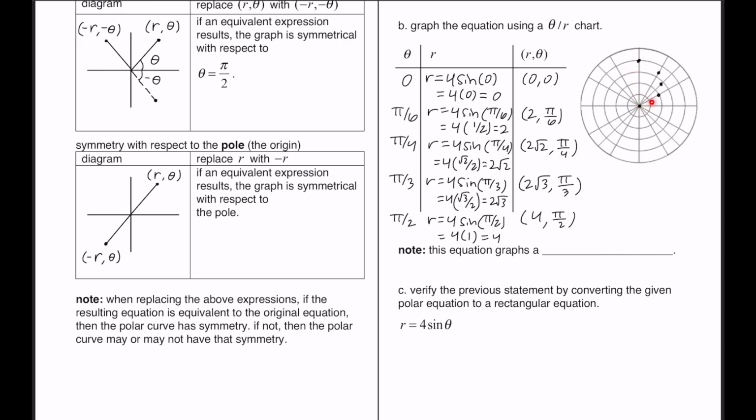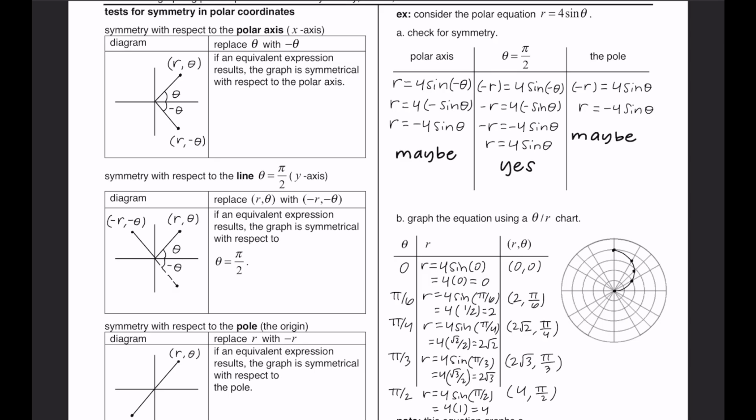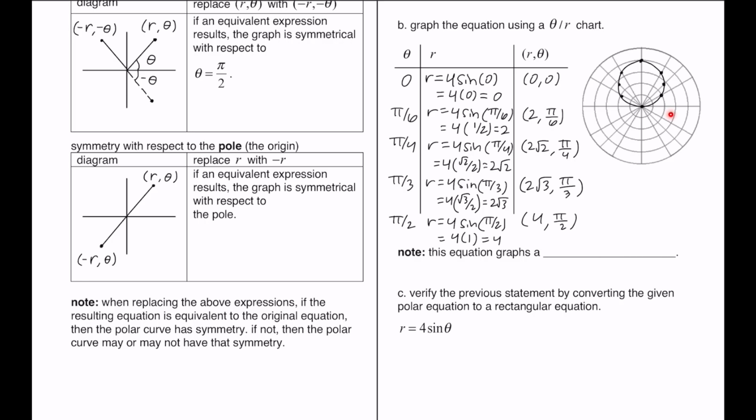And next I'm going to connect these dots in that order. And this is kind of cool. We have half of the graph done, and from our symmetry test up here we figured out that this equation does have symmetry with respect to the line theta equals pi over 2, which is also the y-axis. So that means we can take these points and reflect them across to get the left half of the graph. And here's the final graph for r equals 4 sine theta. And if you look at it, it is a circle, and the center is at (0, 2), with a radius of 2. So I have that labeled here. We have a circle with center (0, 2) and radius of 2.